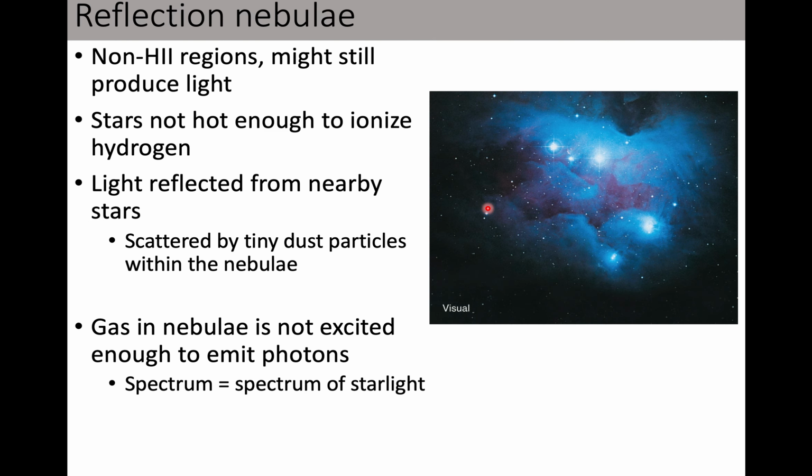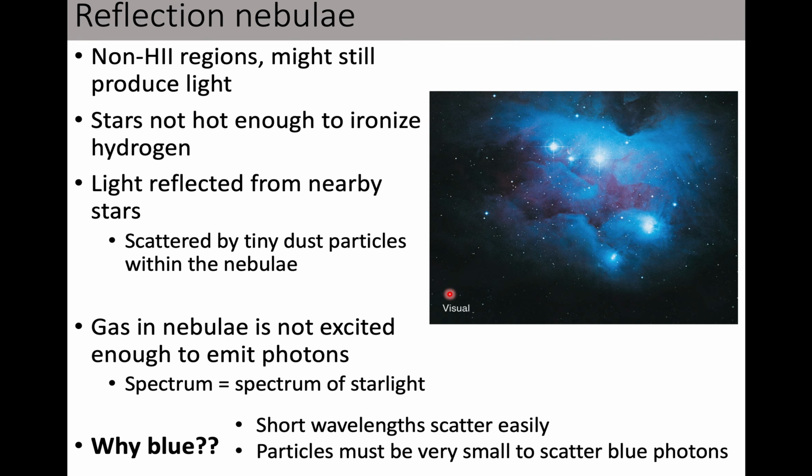In a reflection nebulae, which looks blue, the stars nearby aren't hot enough, or they're not close enough. So what we're actually seeing is the light from the nearby stars reflected off of the ISM. The light is being scattered by really tiny dust particles within the nebulae, within that thick cloud of ISM. So the gas within the ISM is not excited, it's not emitting its own photons. Really what we're seeing is the light from nearby stars reflected off of the ISM.